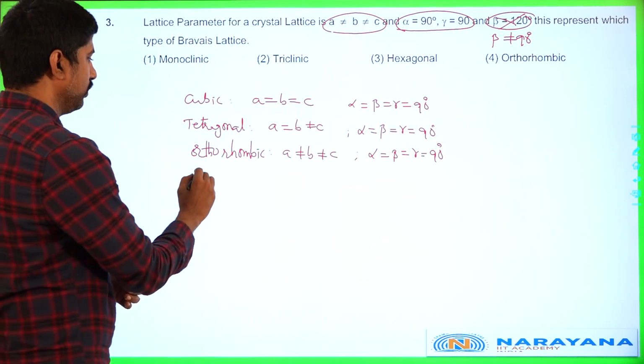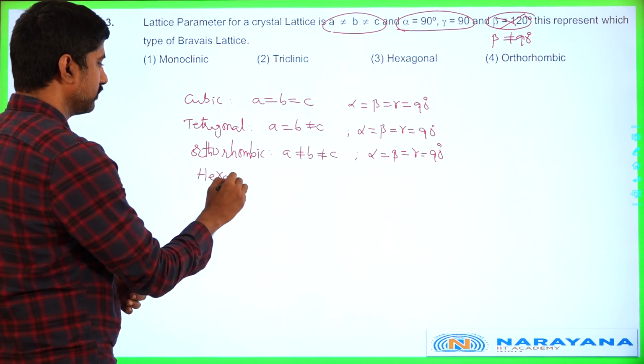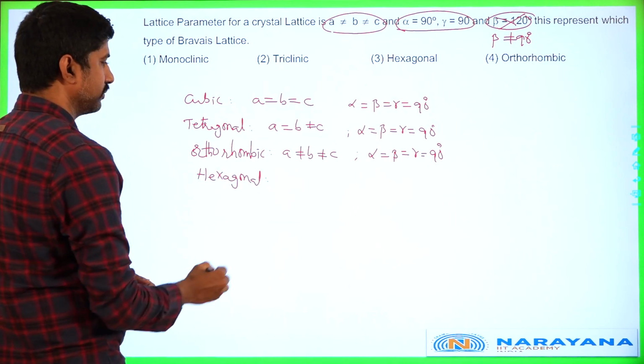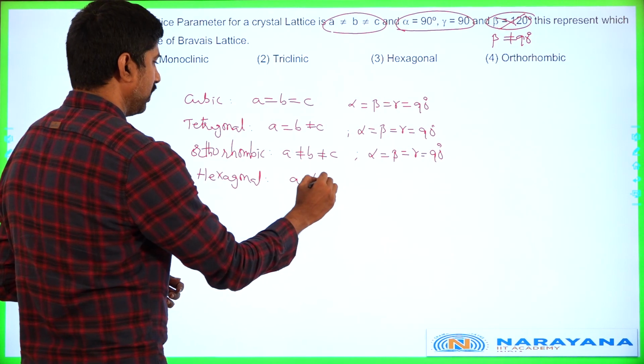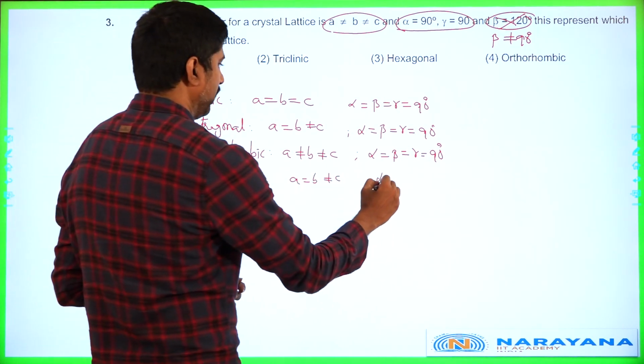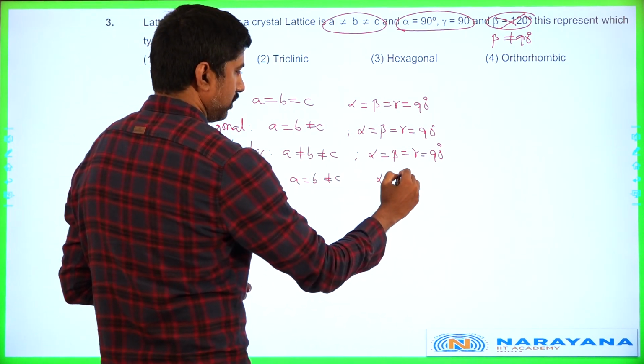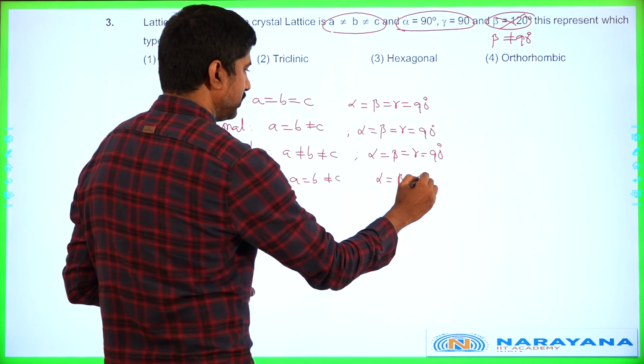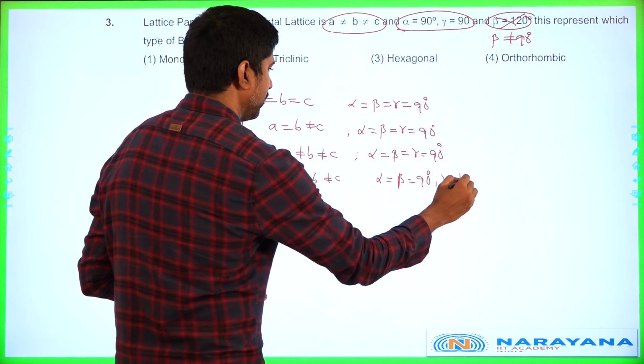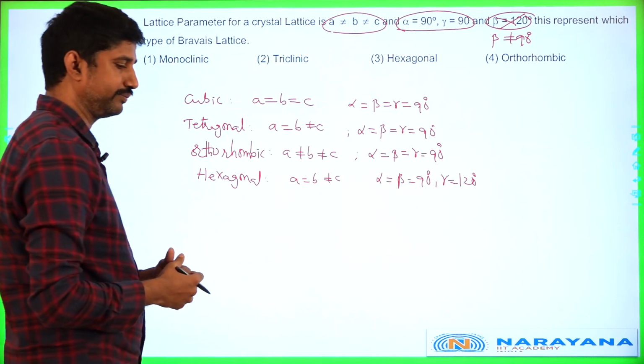And then if you go for the hexagonal crystal system, a is equal to b not equal to c, and alpha and beta are equal to 90 and gamma is equal to 120.